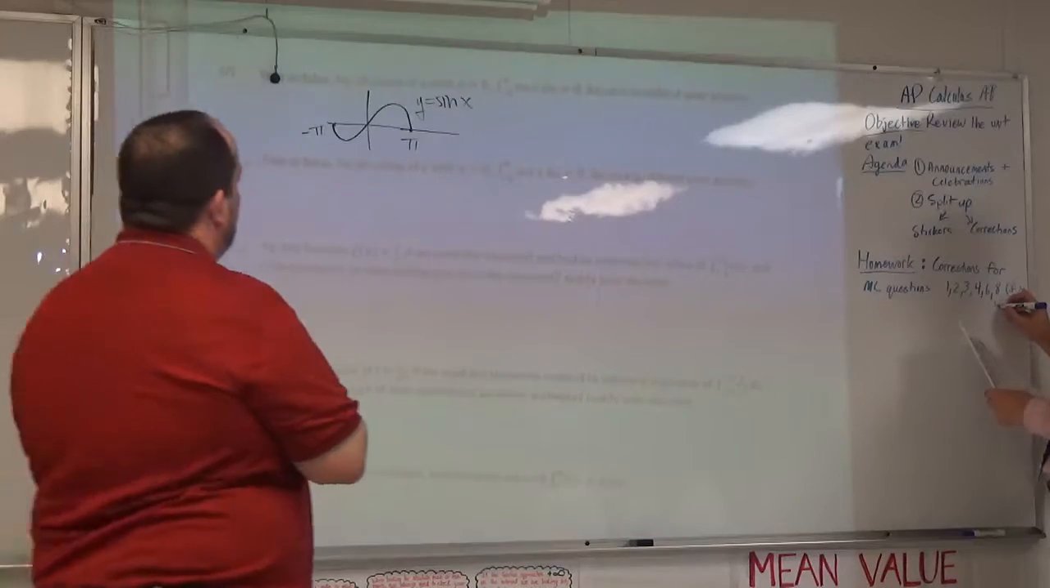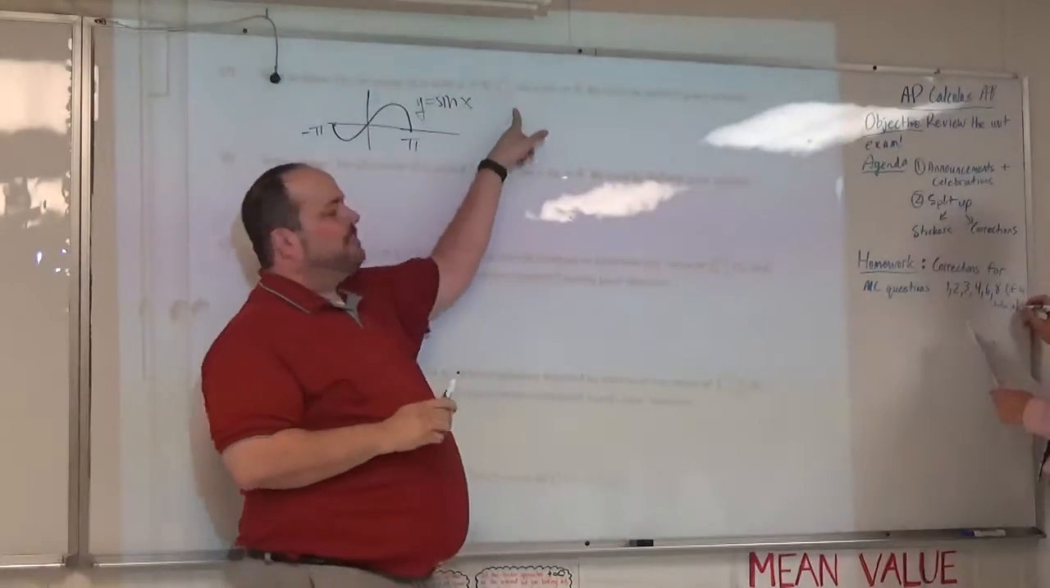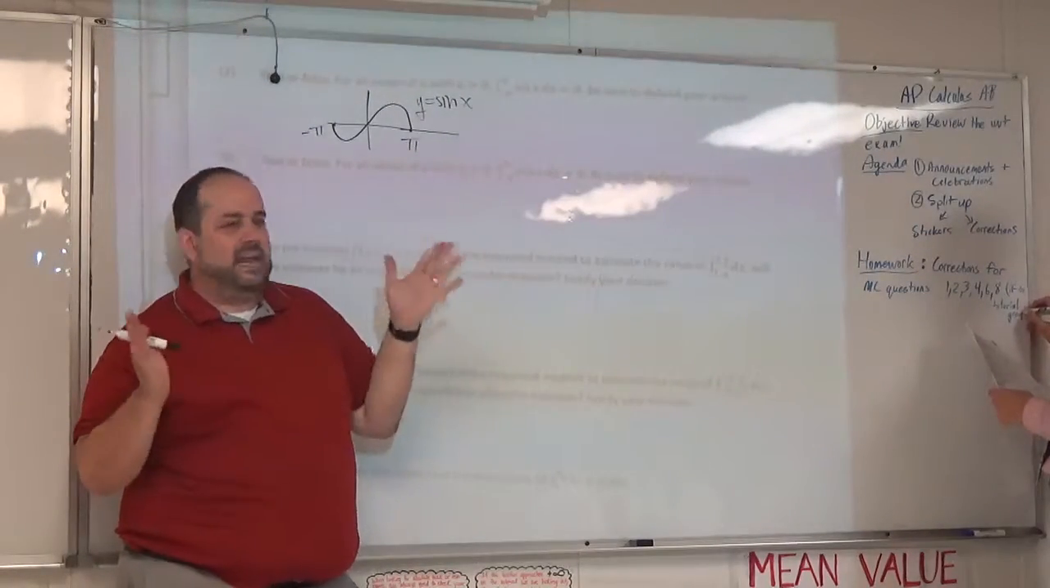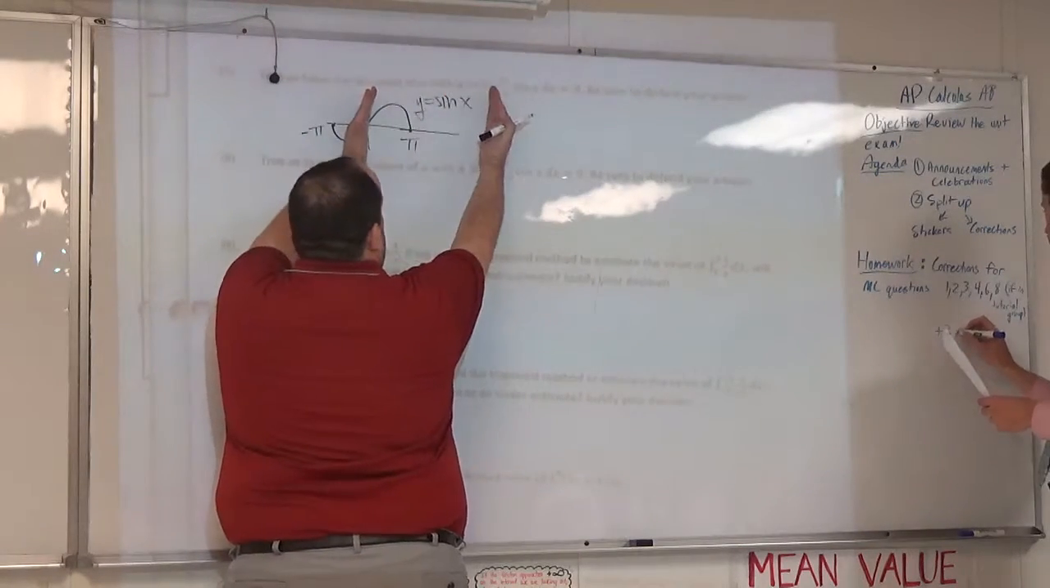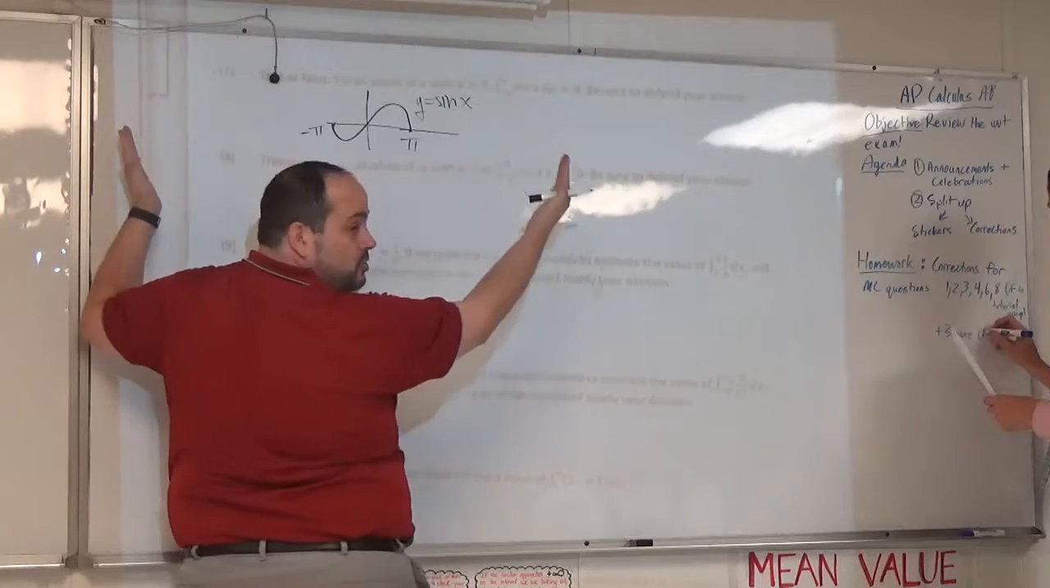This is a stronger statement. I'm not saying just from negative pi to pi. I'm saying for any value of A that I pick, meaning go as far to the right as you want to go and go as far to the left as you want to go.